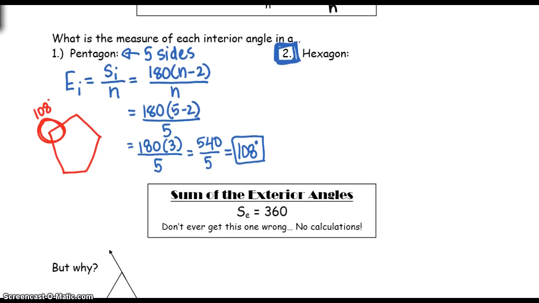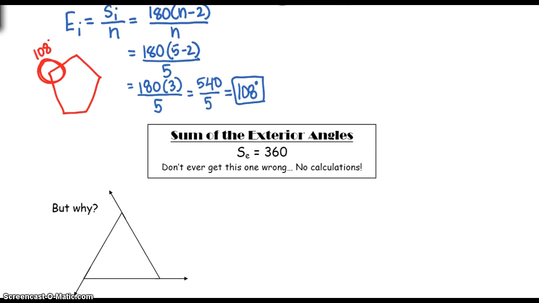So I'm going to move down here. The sum of all the exterior angles of any kind of polygon is 360. So don't ever get this wrong. You don't have to calculate anything at all, and yet I have students that will get this wrong. And let's think about why.